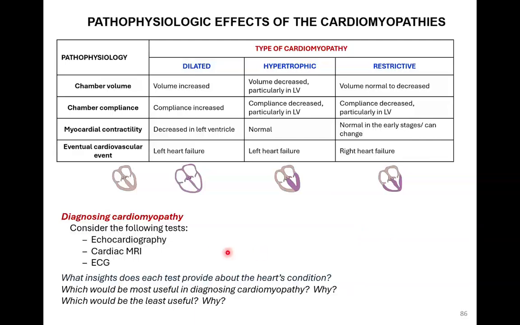Right? And so how are these diagnosed? We've got tests like echo, cardiac MRI, and ECG. And I've asked you to consider these questions, right? What insights does each test provide about the heart's condition? What does an echo tell you? What does an MRI tell you? And you just need to backtrack to the first lecture in this series of 4 lectures and see if you can apply what we discussed in that lecture to what we've done here, right? And from that, you can make a determination as to which one or more of these would be useful in defining each of these types of cardiomyopathy, and which would be least useful.